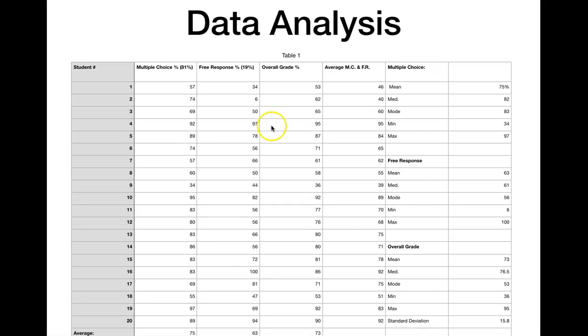So I wanted to take the average of them. So my multiple choice average was a 75%. Free response was a 63, and then overall grade was a 73. So the overall grade kind of goes right in line. It is a harder test, like I said, so 73 isn't bad. The kind of scary part is the 63% in the free response, which I'll get to in just a moment.